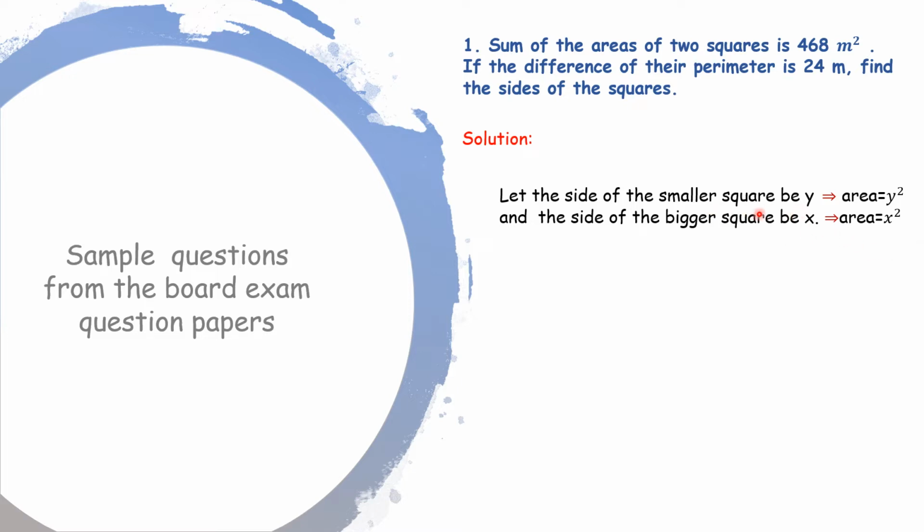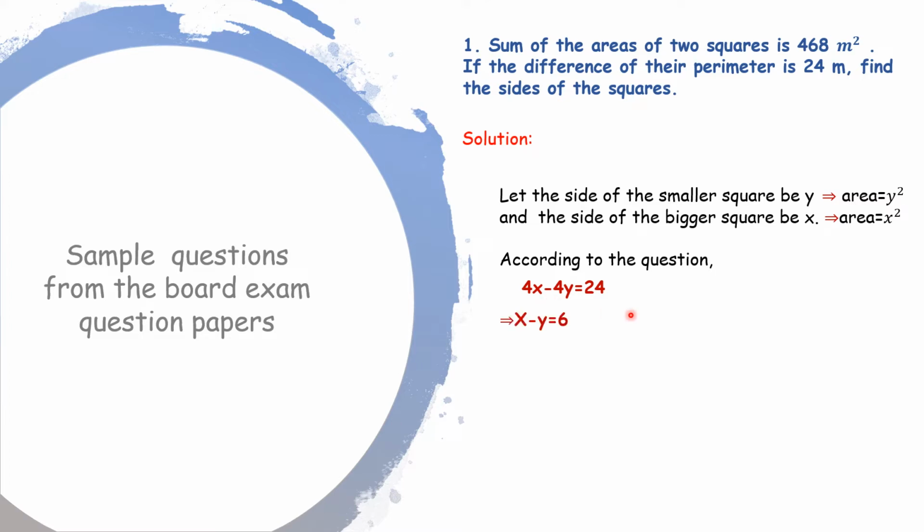What will be the perimeter of the smaller square? It is 4 into side, 4y. What is the perimeter of the bigger square? 4x. Okay, all that you have to be very clear about. So what is given here? The difference of their perimeter is 24 meter. Perimeters are 4x and 4y. Difference means obviously it is a positive quantity, so from the bigger perimeter I have to subtract the smaller perimeter. Bigger perimeter is 4x minus smaller perimeter 4y. The difference is equal to 24 meters. So 4x minus 4y is equal to 24.